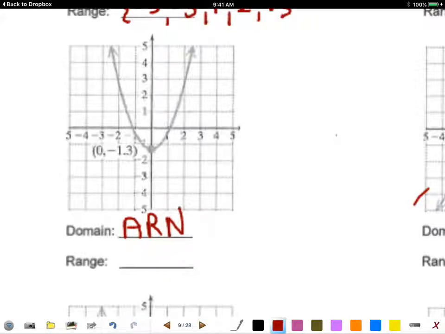Okay, the range is up and down. How far down does it go? Well, it goes -1.3 and it stops. That's how far down it goes. How far up does it go? Infinity. So it goes from -1.3 all the way to positive infinity. So, how do I write this? Remember, it's my y. My y is going to be greater than or equal to -1.3.